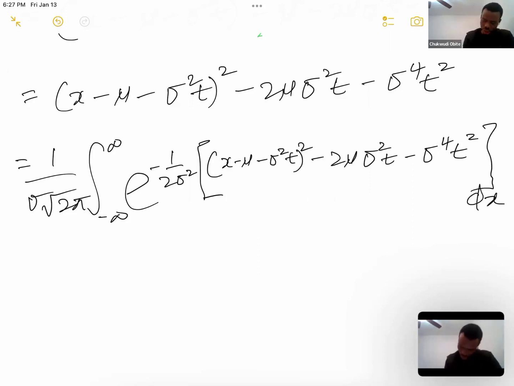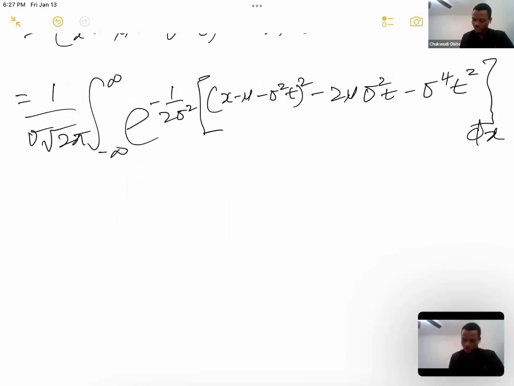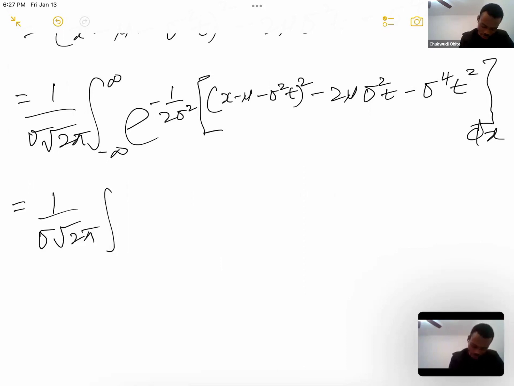dx. Now, remember, because I'm integrating with respect to x, I can take out all the constants that have nothing to do with x. I can take them outside the integral sign. So first, let me simplify this using my law of indices. Using the law of indices, I will use the exponent to multiply what we have in the bracket.